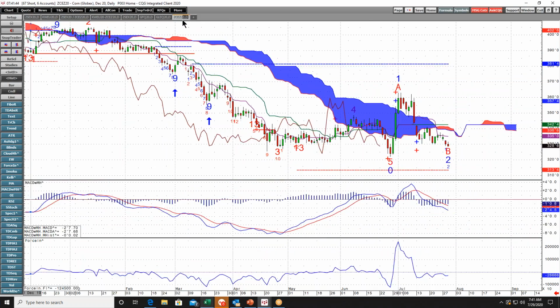Corn, oh, there it is. Okay, so what's happening in the corn market? This is a really funky chart pattern, and very, very difficult to trade.